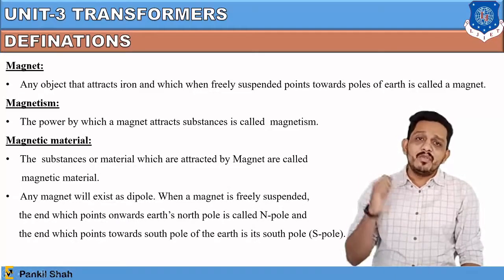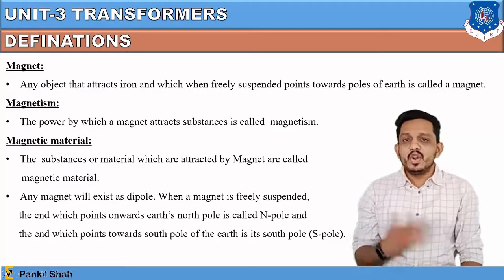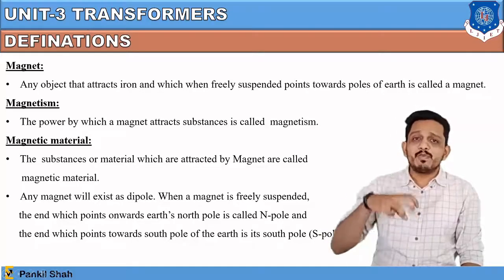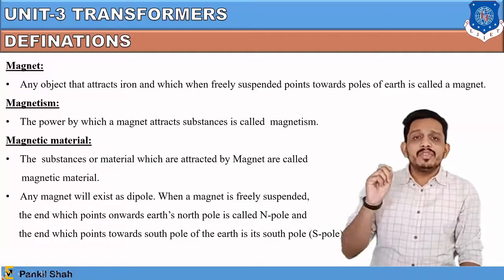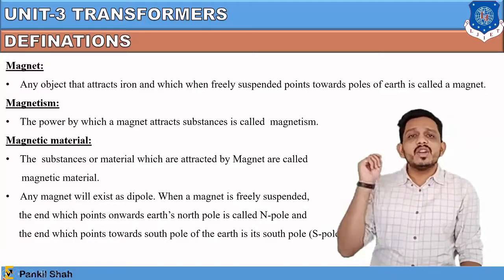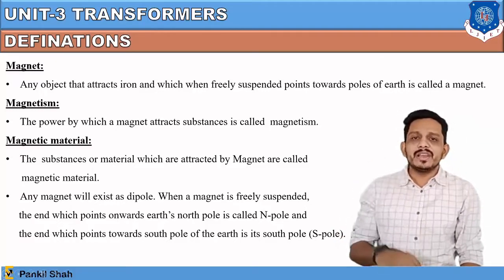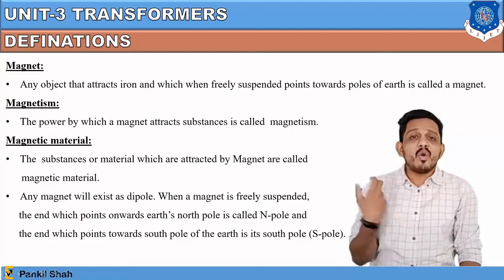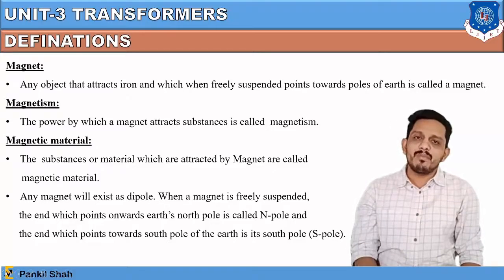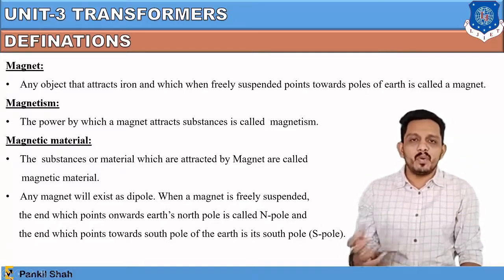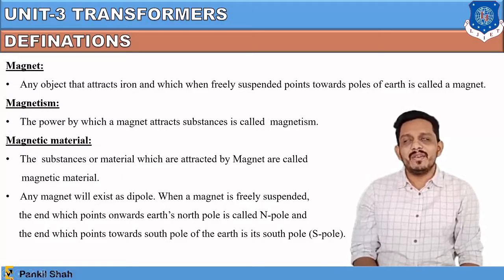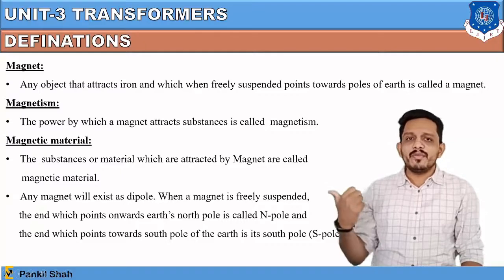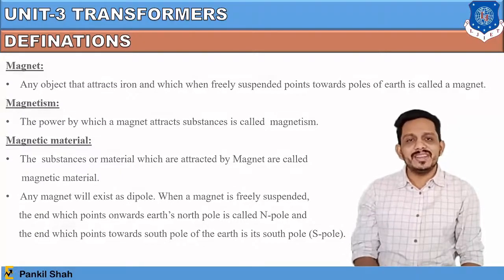Any magnet will exist as a dipole. No magnet is available in a single pole manner. When a magnet is freely suspended, the end which points towards Earth's north side is known as the north pole of that magnet. And the end which points towards the south side is known as the south pole. In this way, any magnet has two poles, the north pole and the south pole. So this was all the definitions related to any magnetic material.